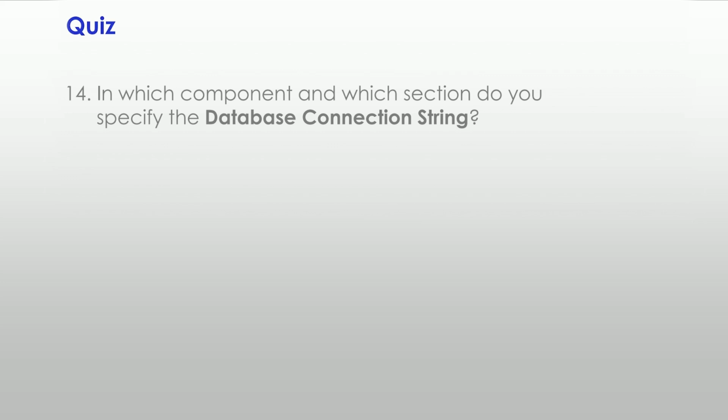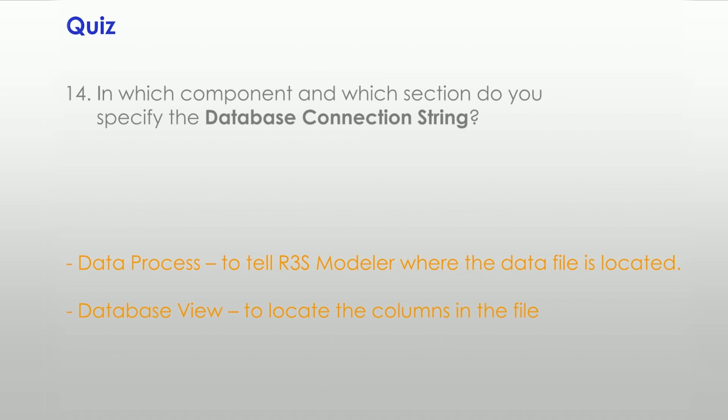Question number 14. In which component and which section do you specify the database connection string? To tell R3S Modeler where the data file is located, depending on whether a data view or a database view is used, this can be done in the data source properties. Data file or database connection string in the data process. Users can also define the database view property, database connection string, to locate the columns to be read for each variable.